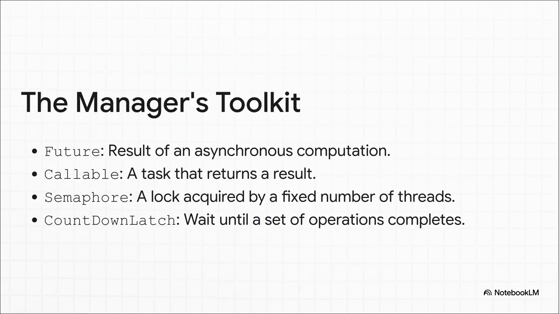And this manager has some awesome tools. For example, when you give it a task, it can give you back something called a Future. Think of it like one of those little buzzers they give you at a restaurant. It represents the result you'll get eventually. Then you have things like Callable, which is a task that actually gives you a result back. And there are even more powerful tools like Semaphore and CountDownLatch for when you need to coordinate really complex jobs between your whole team of baristas.